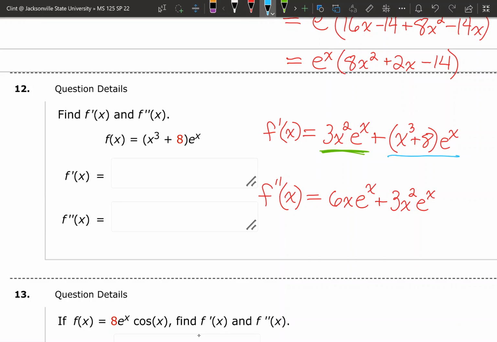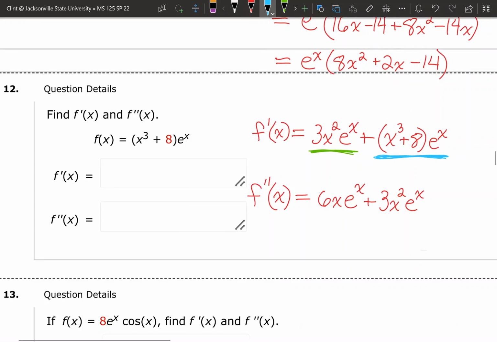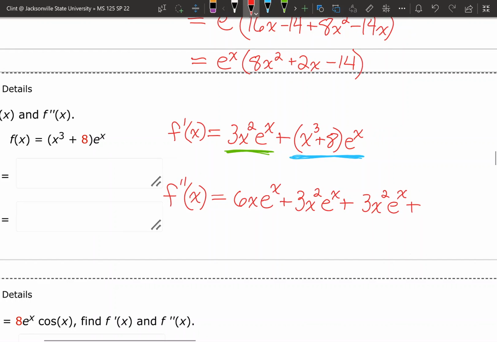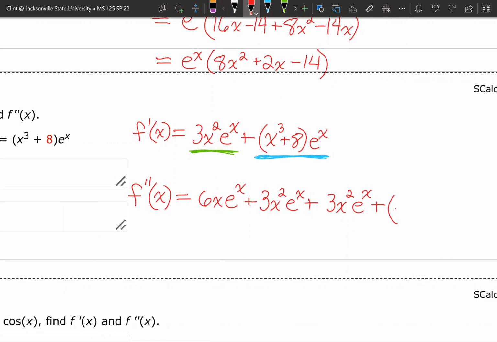And now we can think about this one. We've got the second product rule to do here. So derivative of x cubed plus 8, 3x squared, times second term e to the x, and then plus first term x cubed plus 8, times the derivative of e to the x, which is e to the x.